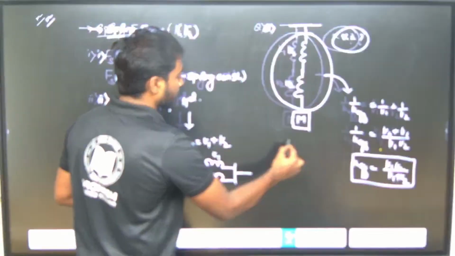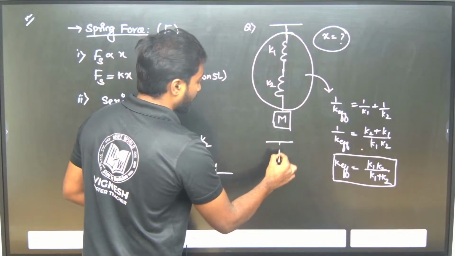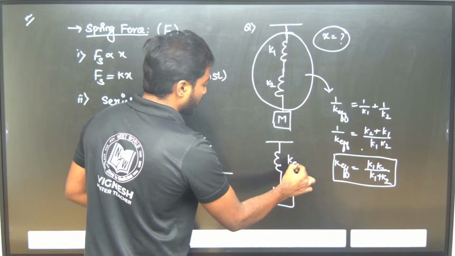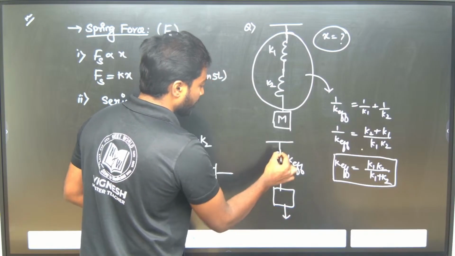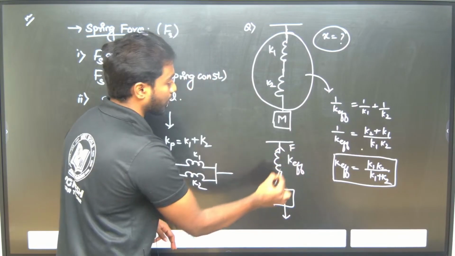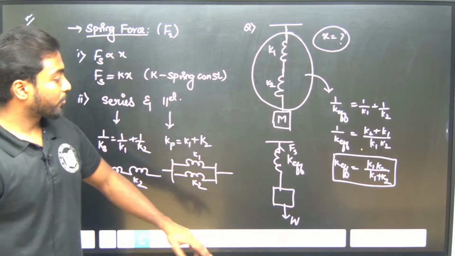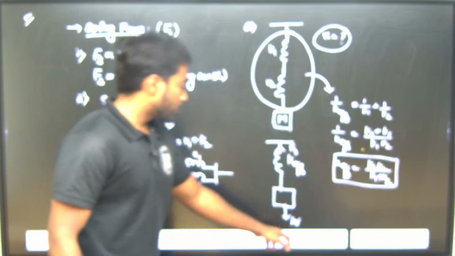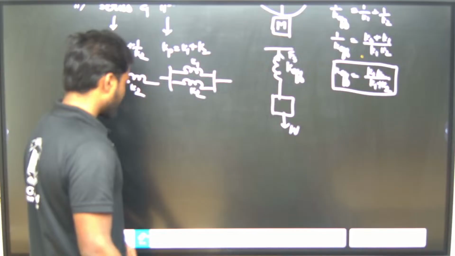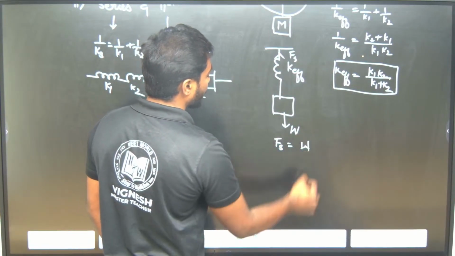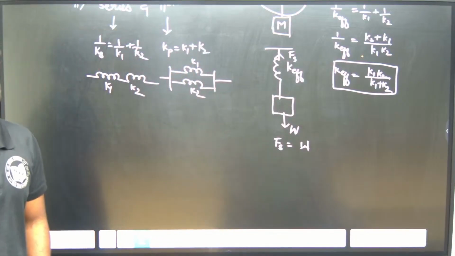Now in the free body diagram, this is my K effective, this is F, the spring force, and this is my weight W. Both are in opposite directions. Now that I have drawn the free body diagram, I can write the equation. So Fs equals W.